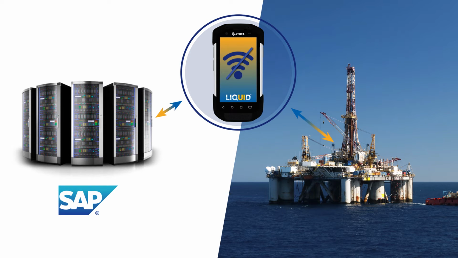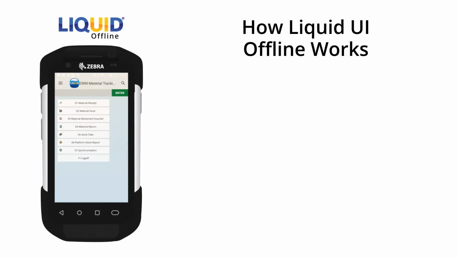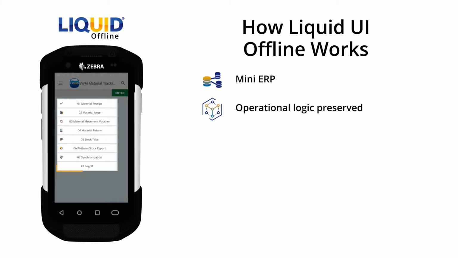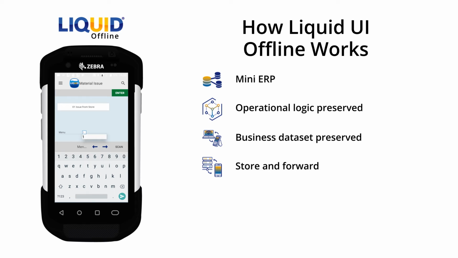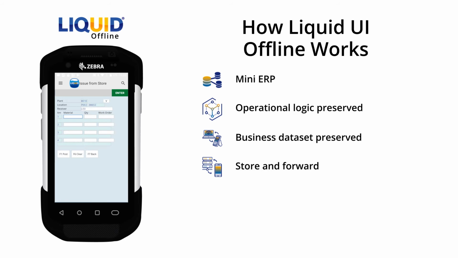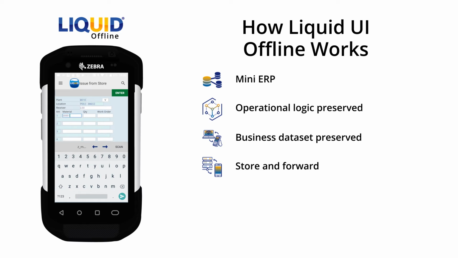Our oil and gas customers have already adopted Liquid UI Offline for Android to drive innovation, stay compliant, and streamline operations within their SAP plant maintenance, even as they're thousands of miles disconnected from their SAP instance. So how's it work? The Liquid UI offline technology has the power to miniaturize any SAP ERP and put it securely on an Android device. Core SAP operational logic and business datasets are preserved.